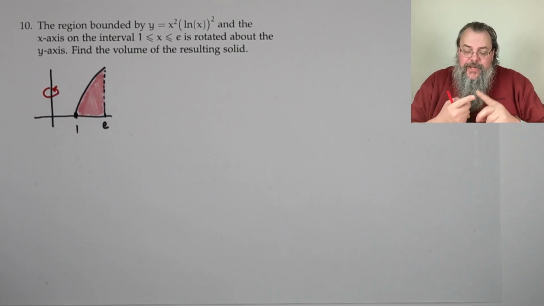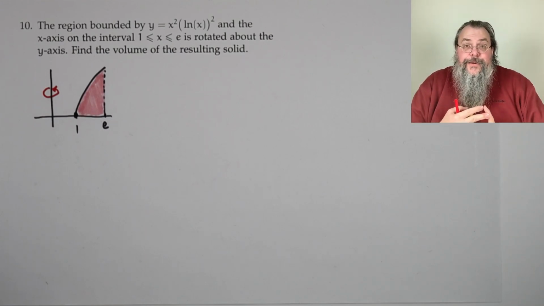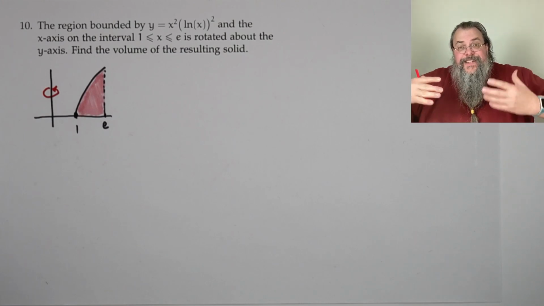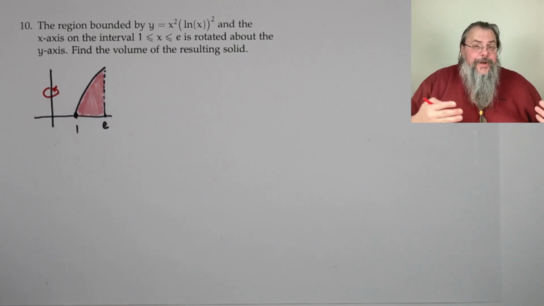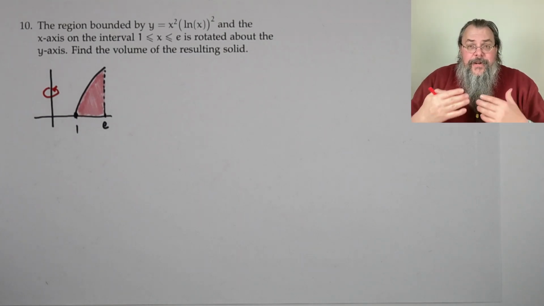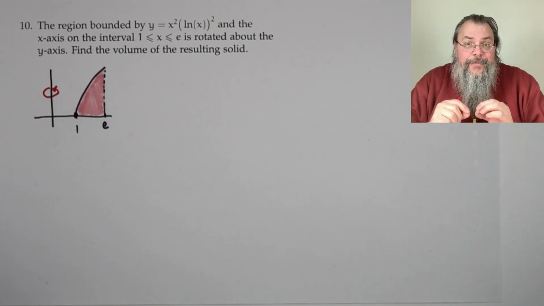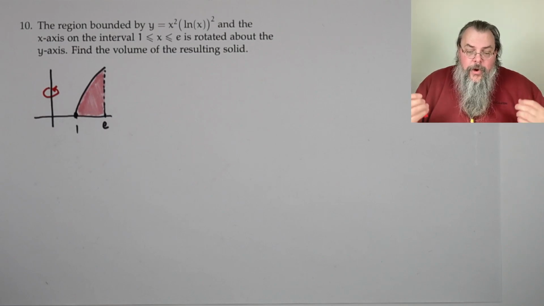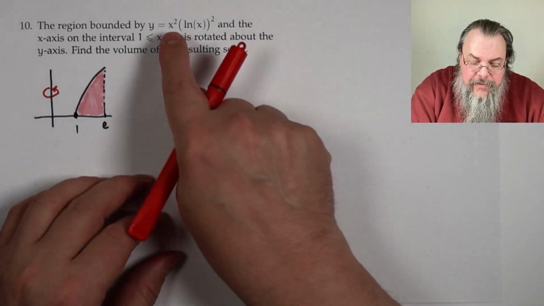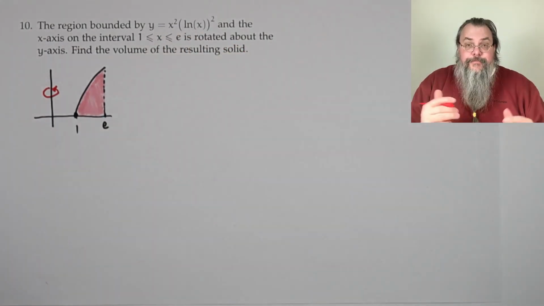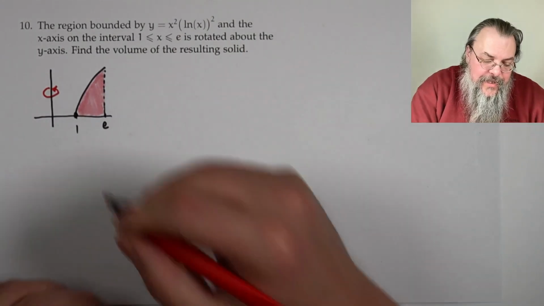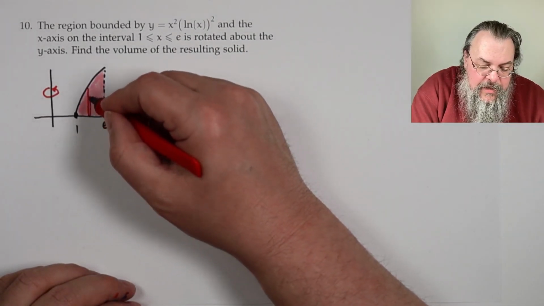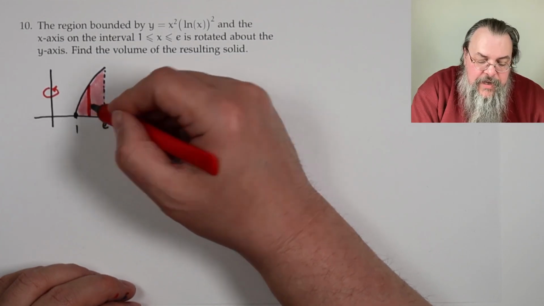There's shell method, there's washer method. Which one are we, and how do we know? Well, in some sense, we can be either, but usually the problem is presented in a way that we want one over the other. Which one here? Well, when we look at our function, it's a function of x. Okay, so what does that say?